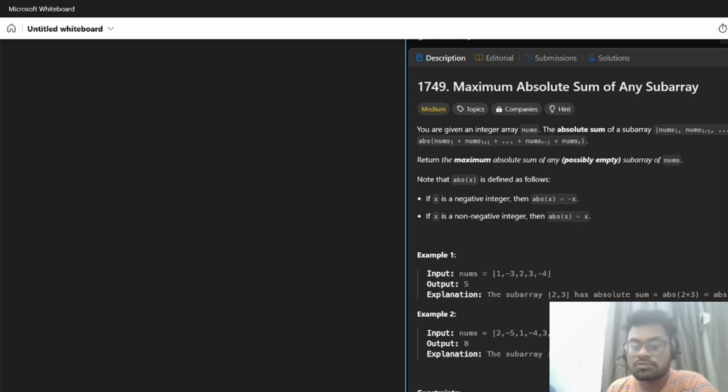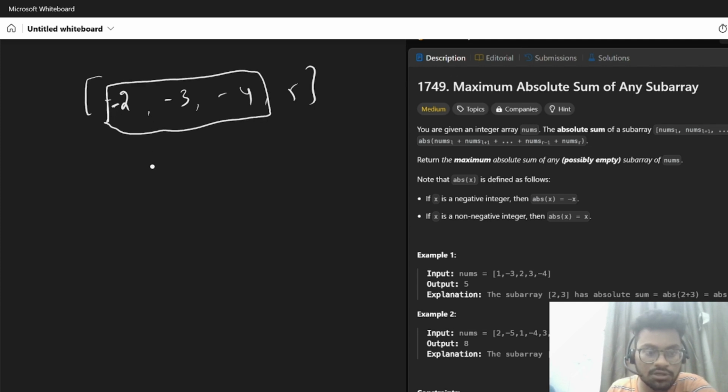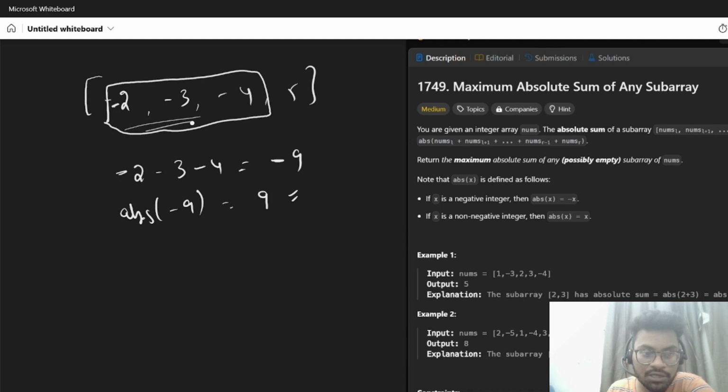So what this problem statement says is, suppose you have an array with the elements minus 2, minus 3, minus 4 and 5. Suppose we are taking this subarray, what will be the absolute subarray sum? Add minus 2, minus 3 and minus 4, what will be the sum? Minus 9. So what is the absolute subarray sum? Absolute of minus 9. When you take the absolute, we only take the positive value, which is 9. So for this subarray, the absolute sum is 9.